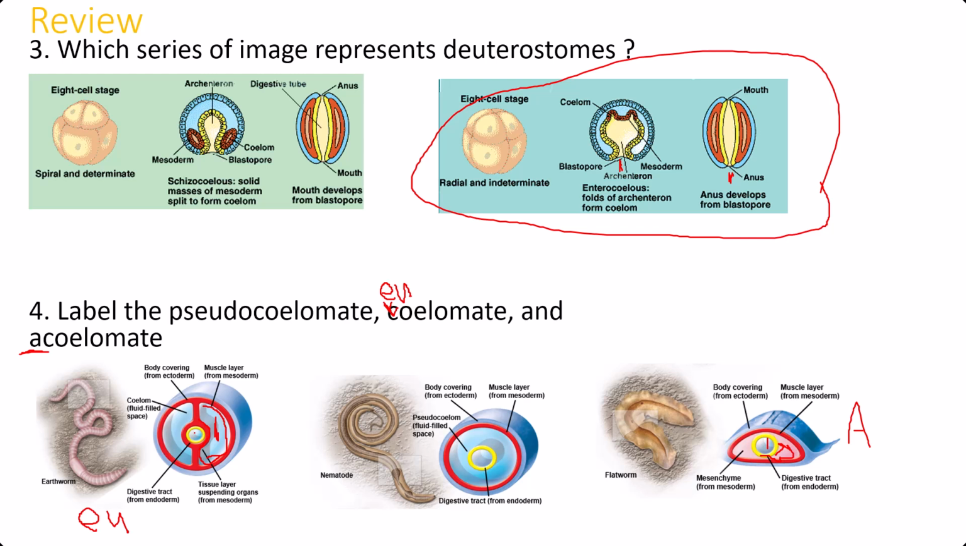And then here we have our digestive tract. There's a fluid area here and then just one lining. It's not completely lined, so that's our pseudocoelomate there.